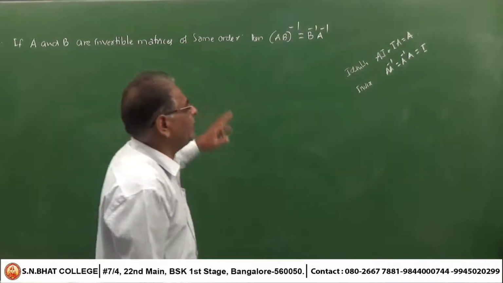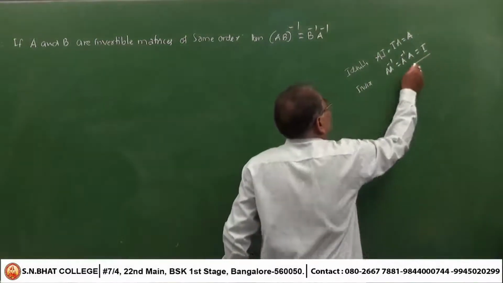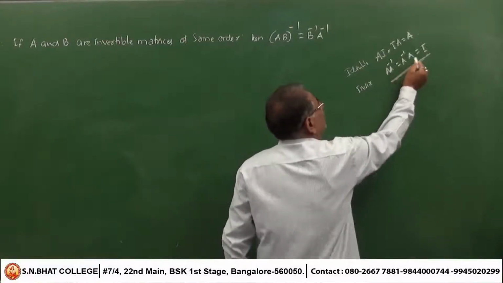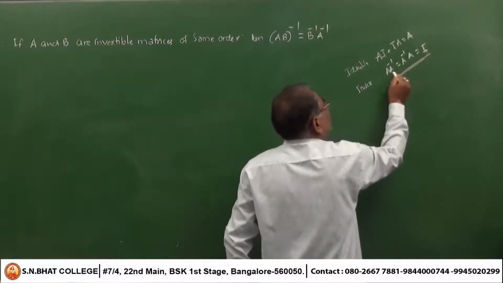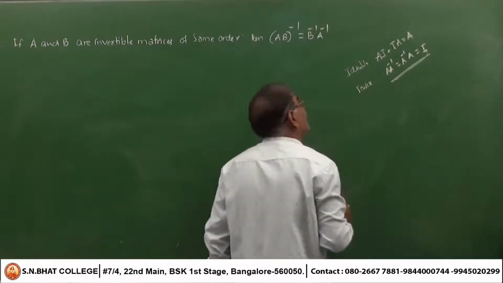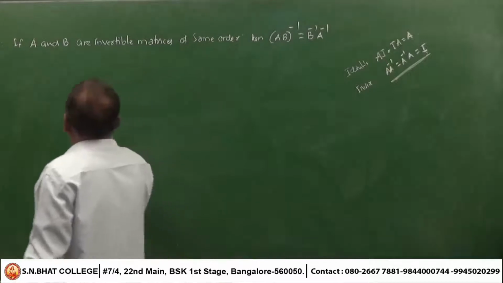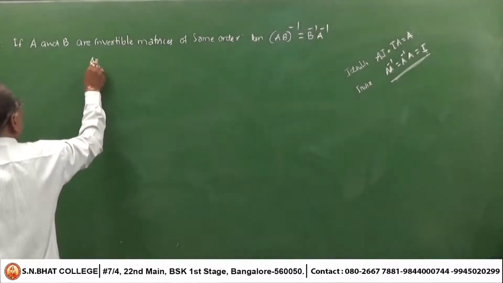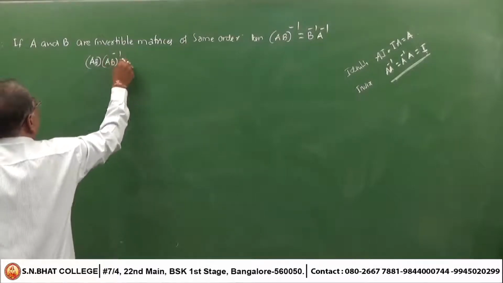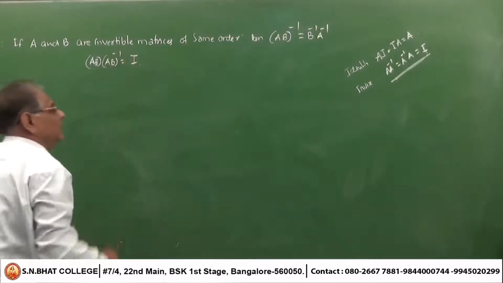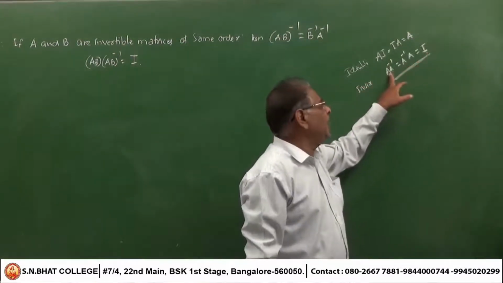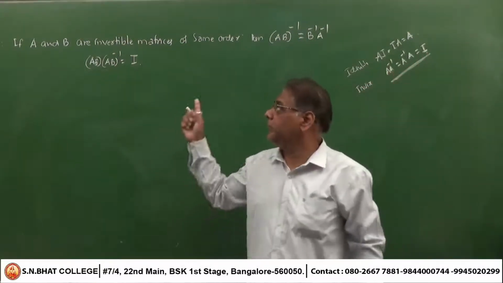To prove this one, I am using this result: A into A inverse is equal to I. In place of A, I am going to take AB. We know that AB into AB whole inverse is equal to I.